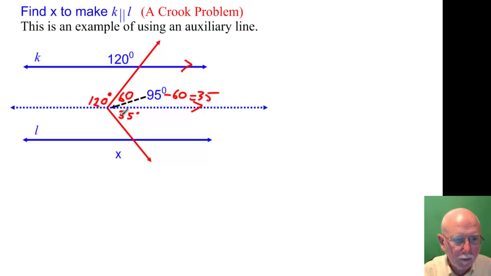And then when I look at my alternate interior angles, I want to get L parallel to this. So that means I need this angle and this angle congruent, which makes that 35 degrees. When that's true, these two lines will be parallel. And now by the transitive property of parallel lines, since K is parallel to this line and this line is parallel to L, K is going to be parallel to L. And now that that's 35, I know that these two angles add to 180 because they're supplementary by the linear pair postulate. So 180 minus 35 gives me 145 degrees for x.